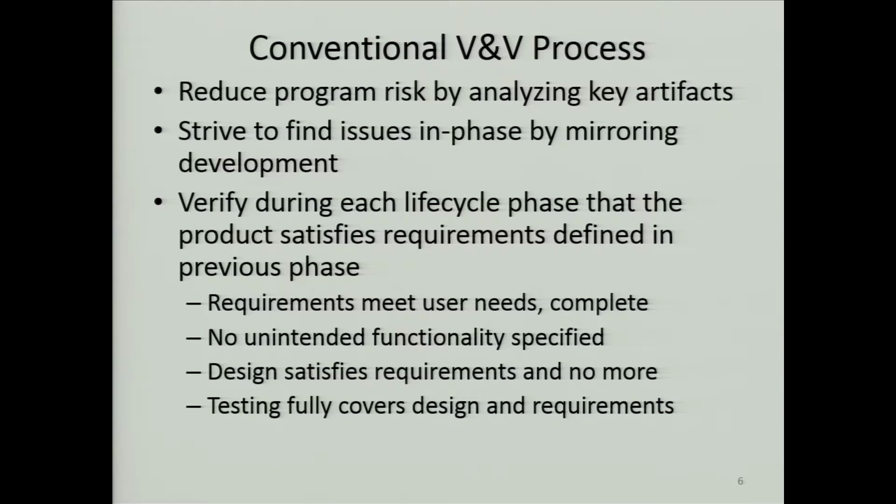The conventional V&V process that's built around that life cycle is intended to reduce program risk by analyzing key artifacts. And as Ron said earlier today, there's a movement, at least at NASA, to go to a different perspective based on capabilities rather than analyzing artifacts. But even when you do that, you still have to look at the artifacts of the process to do verification and validation.